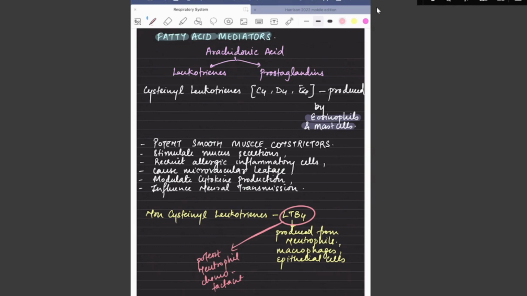Now what is the role of these cysteinyl leukotrienes? It is a potent smooth muscle constrictor. It stimulates mucus secretion, recruits the allergic inflammatory cells, causes microvascular leakage, modulates cytokine production, and influences neural transmission. The non-cysteinyl leukotriene is LTB4, which is produced from the neutrophils, macrophages, and epithelial cells.